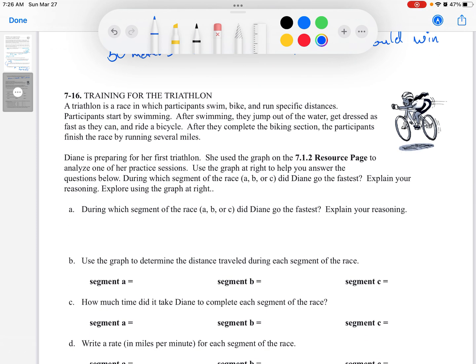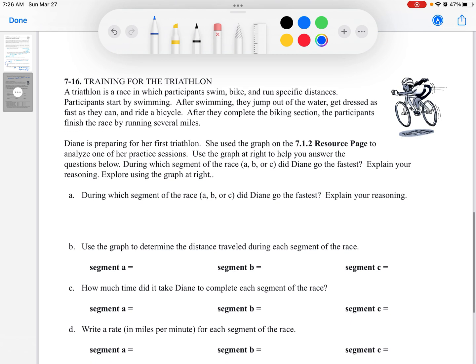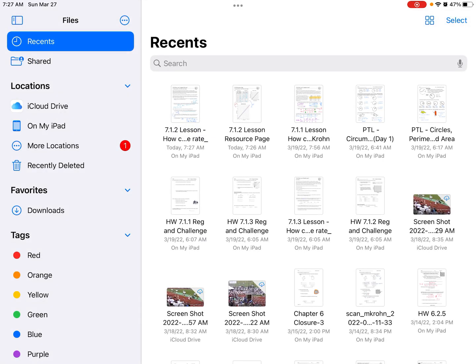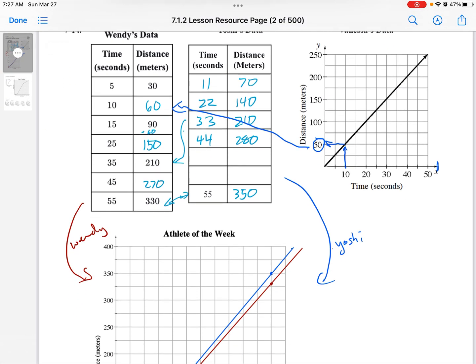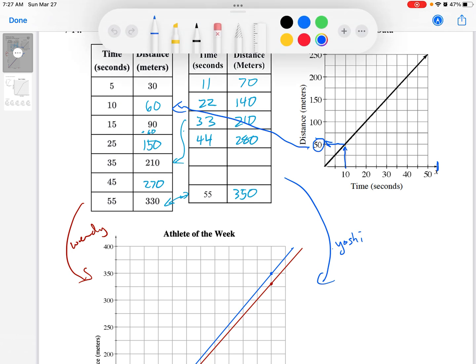Training for the triathlon. A triathlon is a race in which participants swim, bike. Let me go back to this graph. I just want to make sure it's clear. So when we look at this rate, we want to do the best we can to have the same sort of seconds. When I look at something like this one, it made it easy to do, in this case, 55 seconds. Or if we had the same distance, notice that distance and that distance were the same, but it took Yoshi less time.